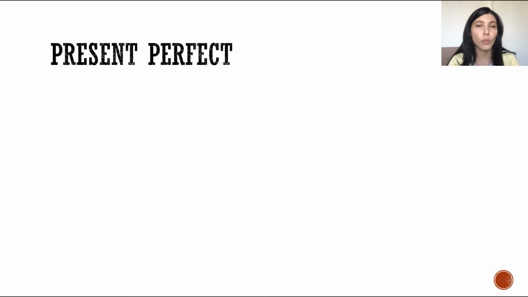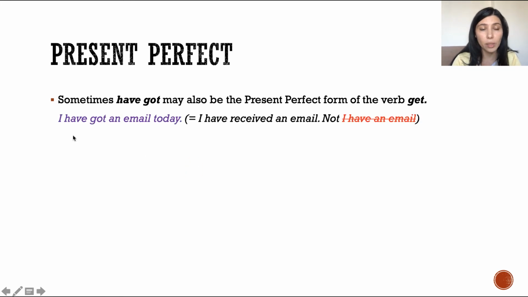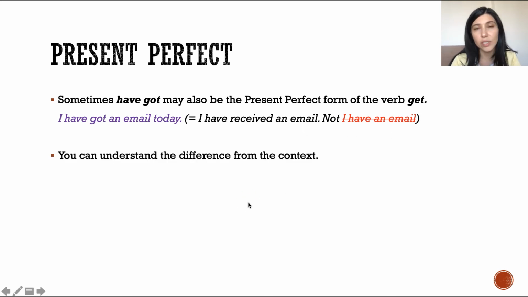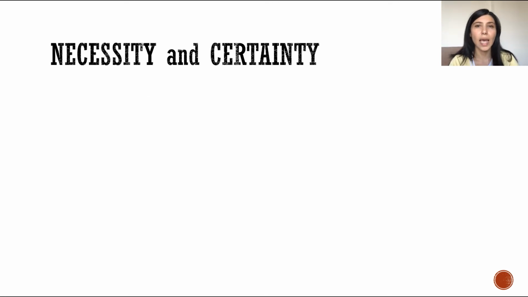When we think of have got, we often remember present perfect, and that's because sometimes have got may also be the present perfect form of the verb get. So for example, I have got an email today means I have received an email and not I have an email. You can understand the difference from the context. For example, if I say I have got a sister, that means I have a sister, not I have received a sister.